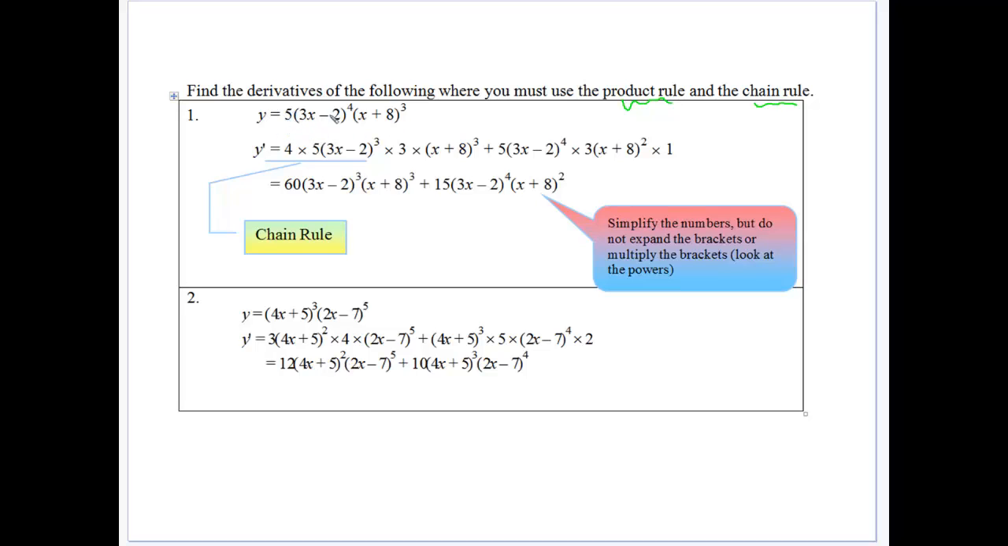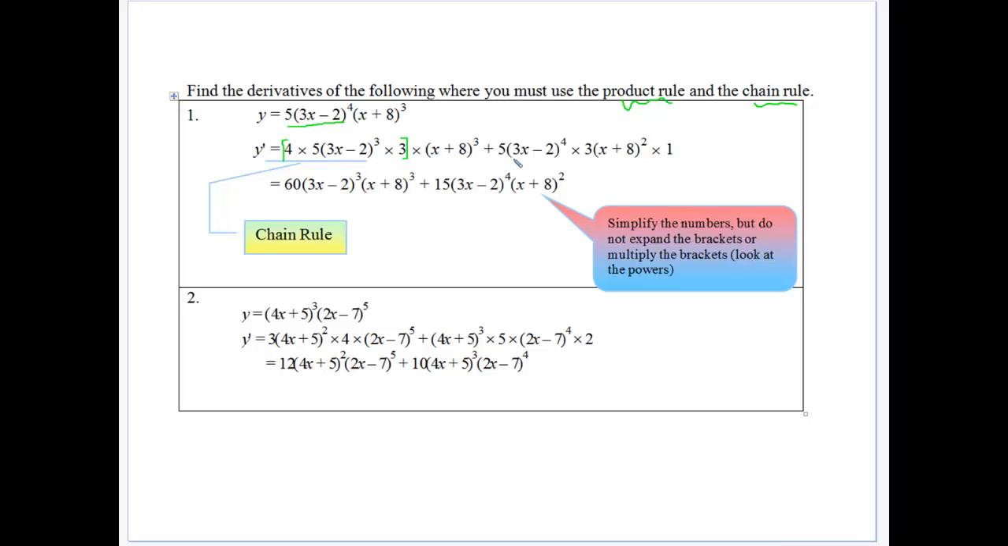So if we're going to derive the first one here, the 5 is going to stay out the front, and we're going to bring our 4 down, subtract 1 from the power, and then multiply by the derivative of 3x minus 2, which is 3. So that part there had the chain rule applied on it. And there's our second bracket. We haven't touched that. That just multiplies by the second. So that first part there is the derivative of the first bracket, applying the chain rule there.